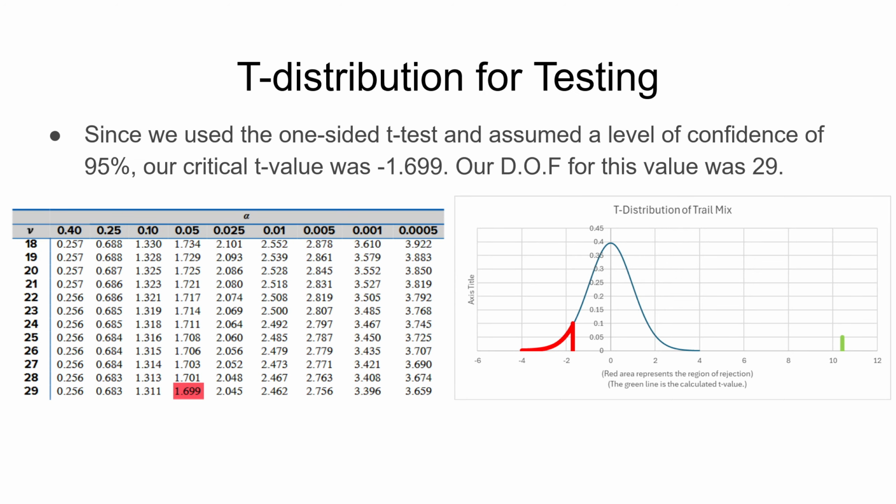And this is just showing both the t-value, the critical t-value from the textbook, and also visually shows it on a graph, with the red area being the region of rejection, including the critical t-value, and then the green line being our calculated t-value from the gathered sample.